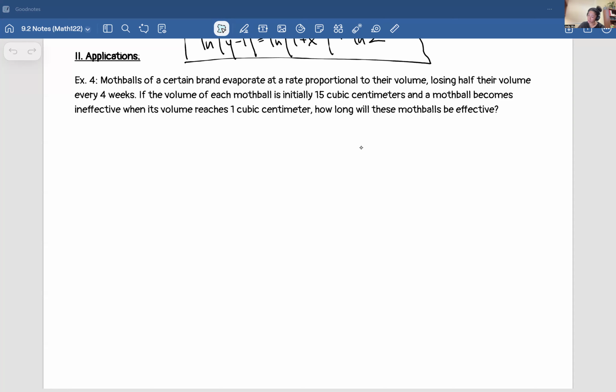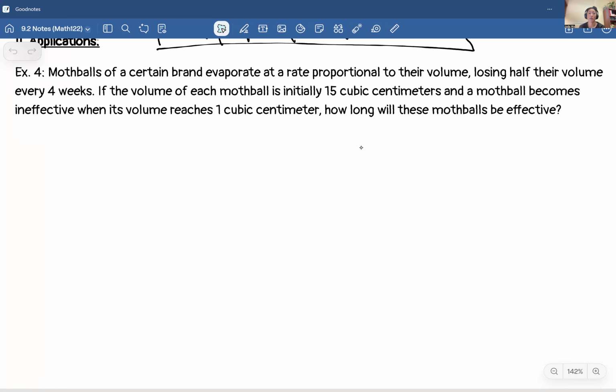So let's get started. Example number 4: mothballs of a certain brand evaporate at a rate proportional to their volume, losing half of their volume every 4 weeks. If the volume of the mothball is initially 15 cubic centimeters and a mothball becomes ineffective when its volume reaches 1 cubic centimeter, how long will these mothballs be effective?